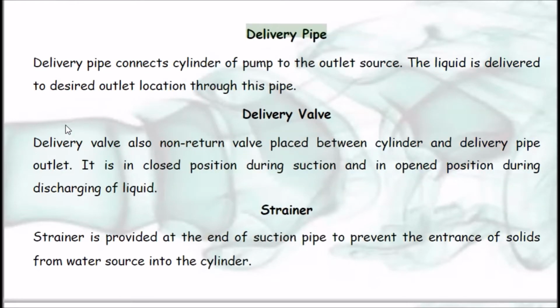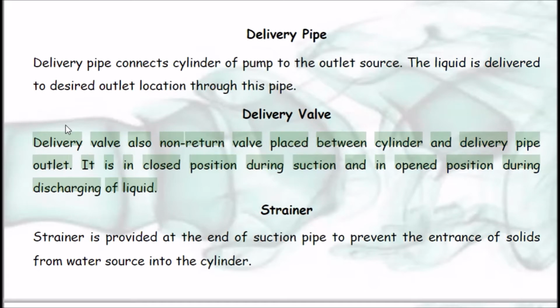Delivery pipe. Delivery pipe connects the cylinder of the pump to the outlet source. The liquid is delivered to the desired outlet location through this pipe. Delivery valve. Delivery valve, also a non-return valve, is placed between cylinder and delivery pipe outlet. It is in closed position during suction and in opened position during discharging of liquid.